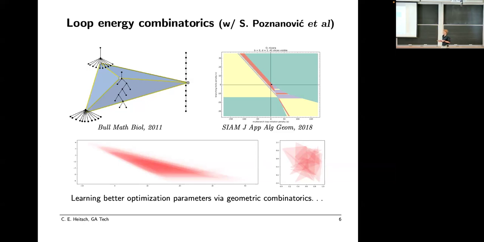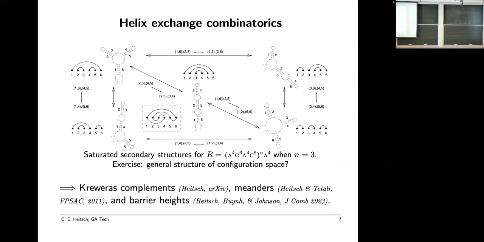So one that I'd like to come back to is the question of this loop energy trade-offs. And this is something that I think we're now 9 papers deep into a collaboration with a former postdoc who's now a full professor at Clemson, Svetlana Poznanović. But today, because of the more mathematical nature of this audience and also the difference in the biological problems, I wanted to primarily tell you about the helix exchange combinatorics.